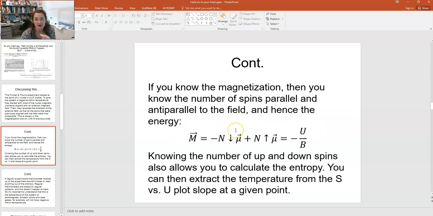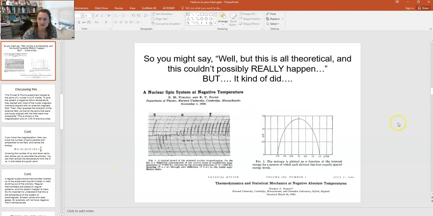From the magnetization, if you know the total number of particles, you can figure out how many of them are spin up and how many are spin down. If you know that, then you can calculate the entropy of the system from the equations that I showed you previously. Then you can extract the temperature by finding the slope on that S versus U plot at the point in question. So that's how that was all done. So here we are with this negative Kelvin temperature state.